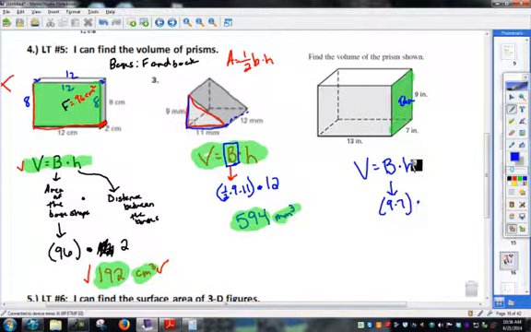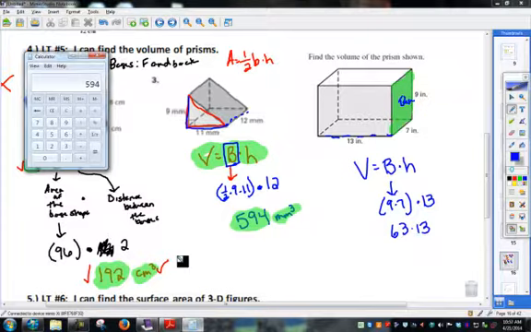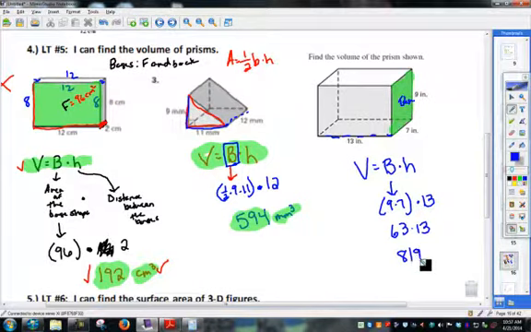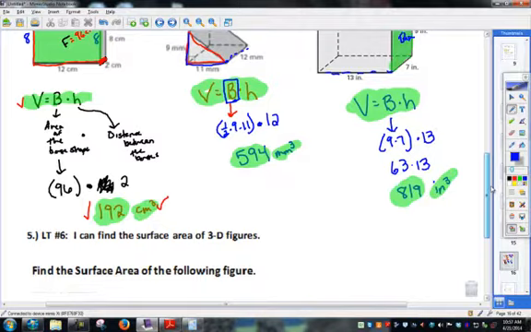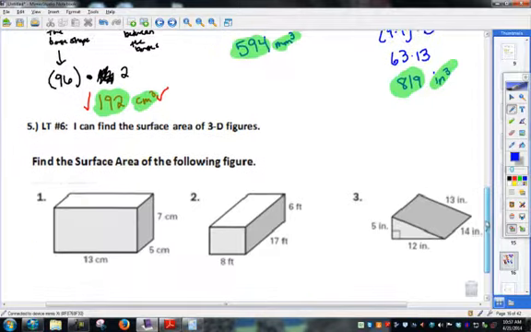Now, what's the distance between the right side and the left side? It is 13. So it's going to be 63 times 13, which equals 819 inches cubed. There's your volume. So the 3 points: formula, answer, units. Cubed. Remember, volume is cubed. It's the area of the base shape times the distance between the base shapes.